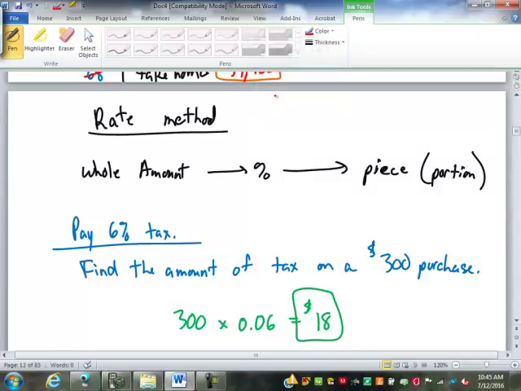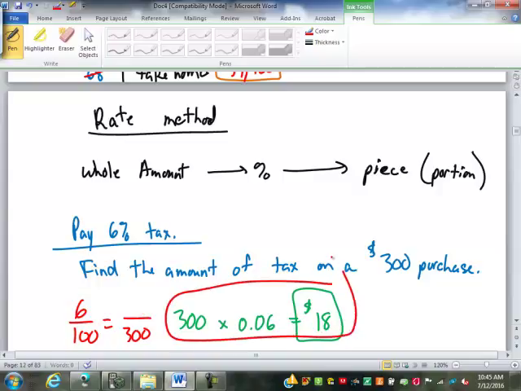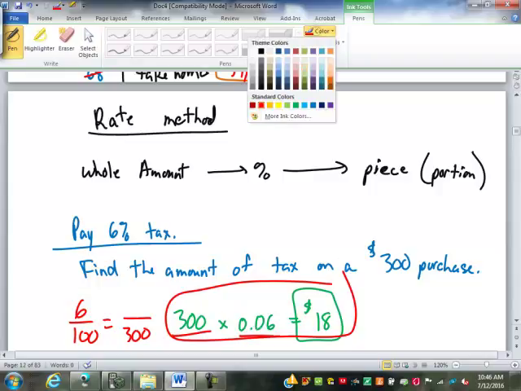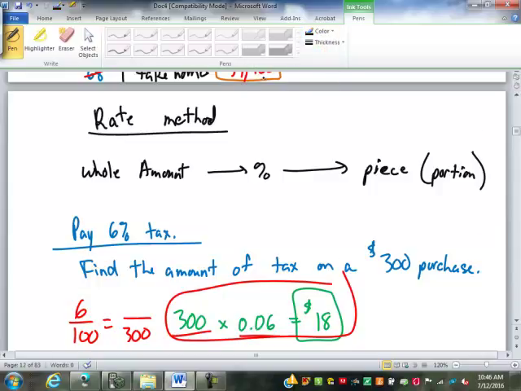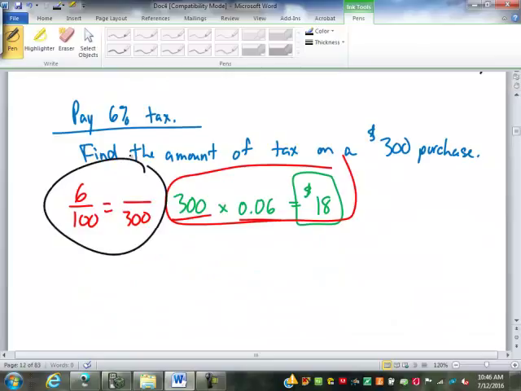Now, had you not remembered the rate method, you could just do 6% as 6 over 100. So how much is that out of 300? Cross multiply and divide, it'll give you the $18. But as we noted earlier, the rate method, when you're doing problems like this, is a lot quicker than setting up the proportion and cross multiplying and dividing. Especially if you're using your calculator and just quickly type in 300 times 0.06, and there it is. But you can always fall back to that proportion as long as you do it right.